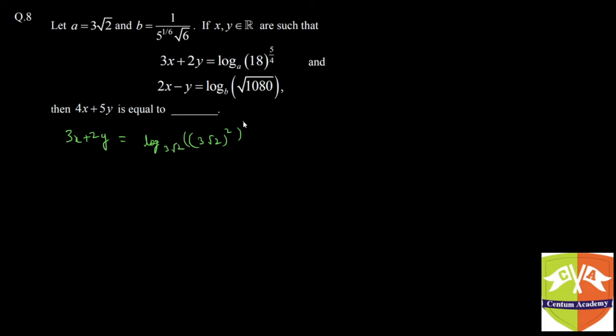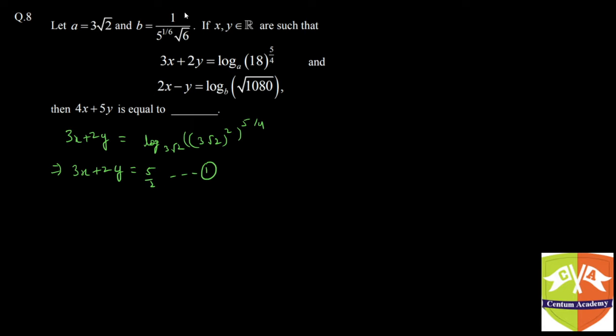And this whole power 5 by 4. Now using laws of exponents, 2 into 5 by 4 will become 5 by 2. And that will come behind the log using properties of log. So the first equation simplifies to 3x plus 2y is equals to 5 by 2.